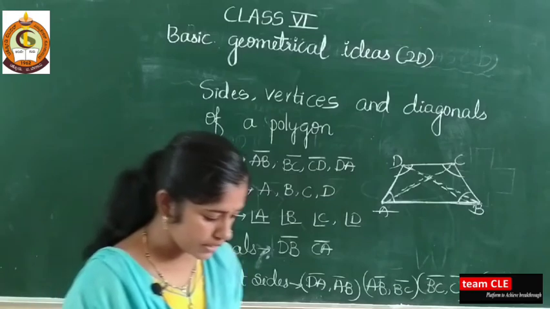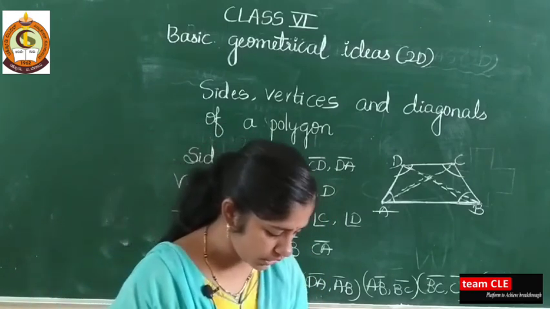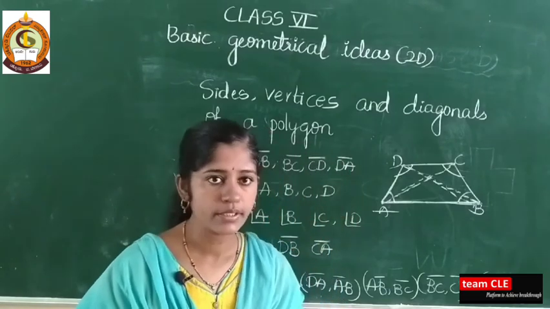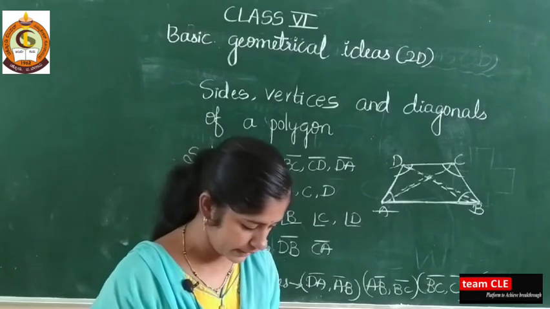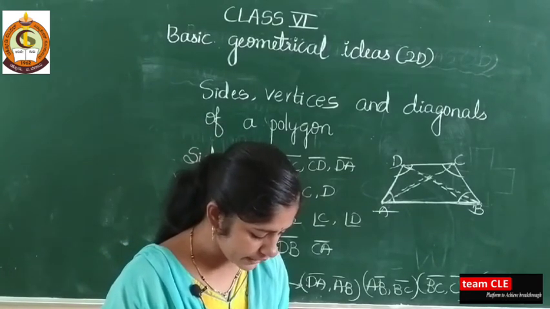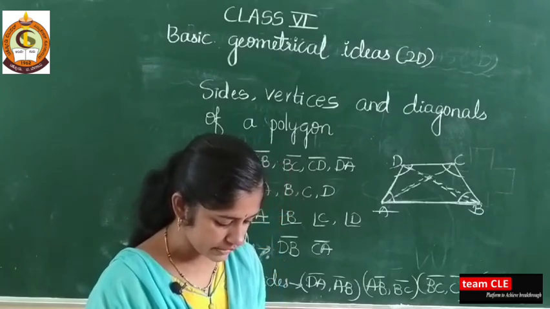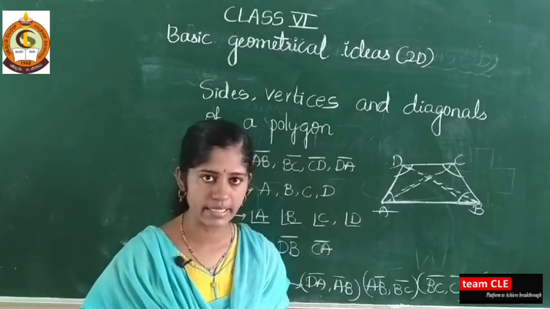So in this class, see here, I have solved some examples from your exercise 9.2 also, and here state whether true or false is there. Just read. If you understood all the concepts, then you can write true or false easily. Here draw any six-sided polygon and write the following: its sides, its vertices, its adjacent sides. So try to solve those examples.